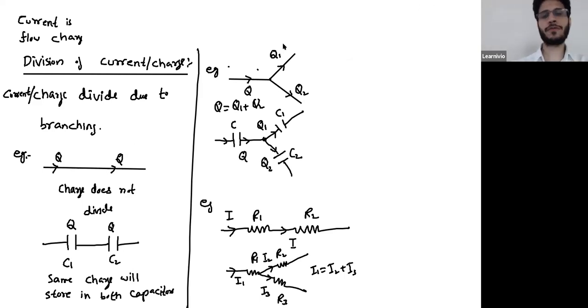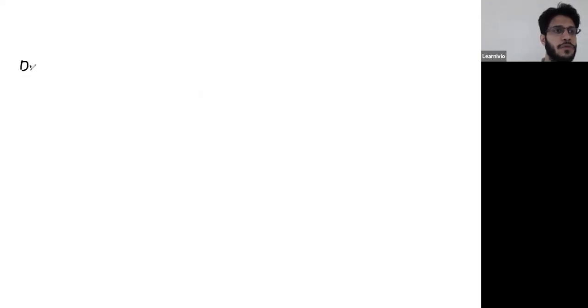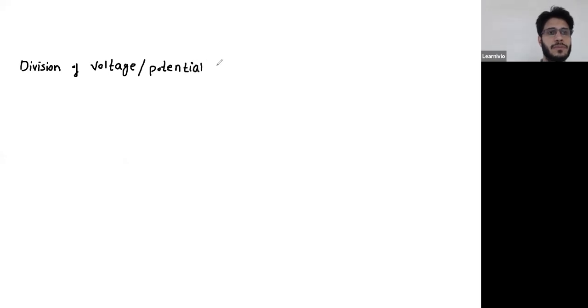So this is division of current or division of charge. So charge divides due to branching. Whenever you have branching in your circuit, your charge or current will divide. The next is division of voltage or potential difference.